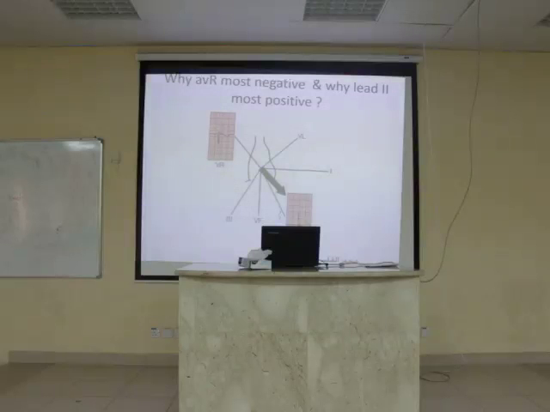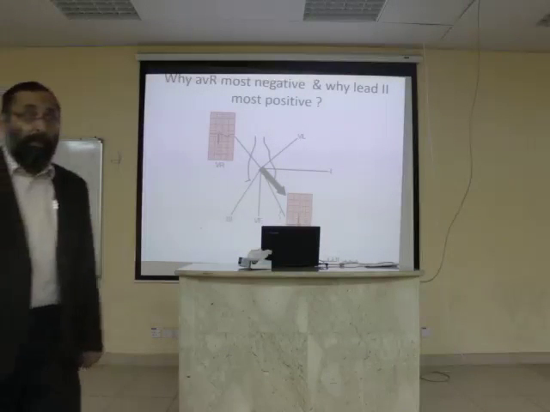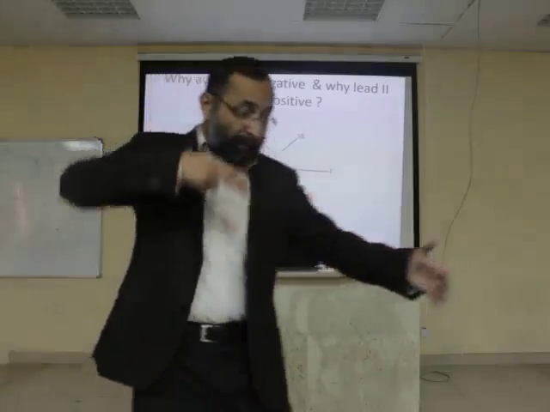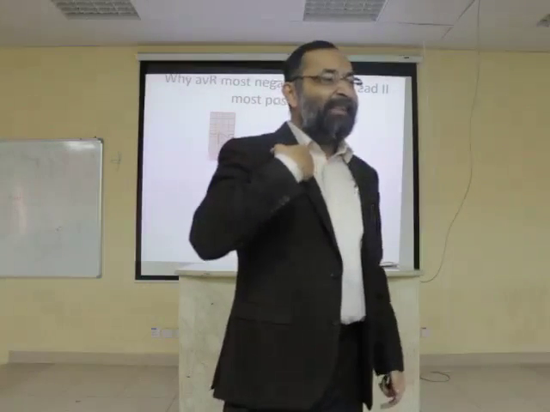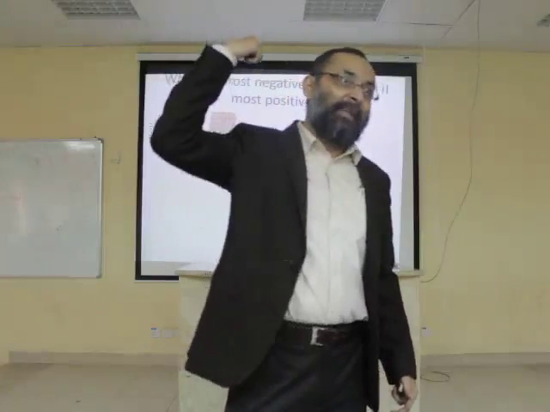Look at the net direction of the electrical current. Is it moving towards the AVR or away from the AVR? Is it moving towards lead 2 mainly or away from lead 2 mainly? Lead 2 is the best lead to which your vector is pointing really. And AVR is the lead which is really buried on the opposite side.